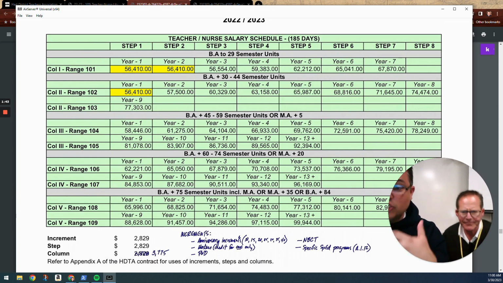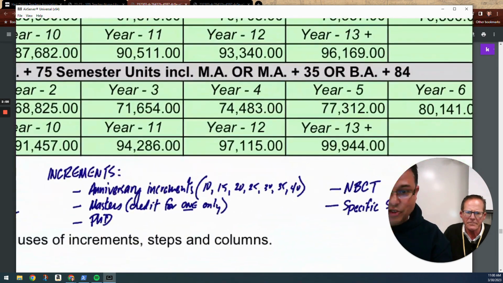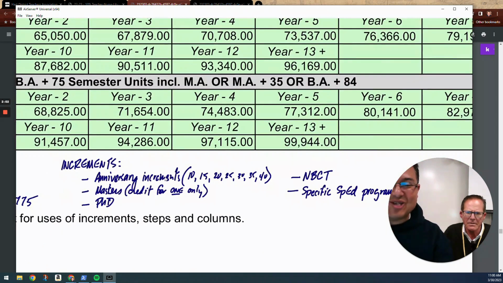Correct. Okay, so we get paid more based on your columns, which are your level of education, and then your steps, which is how long you've been in the district, and then finally there's this thing called increments. So increments, John, if I understand this correctly, you can get increments in a few different ways, and let me go ahead and zoom in here. Whoa. So you get an anniversary increment. So starting at 10 years, and then 15, 20, 25, 30, 35, 40, and my goodness, if you are working past 45 years, then that's a lot.